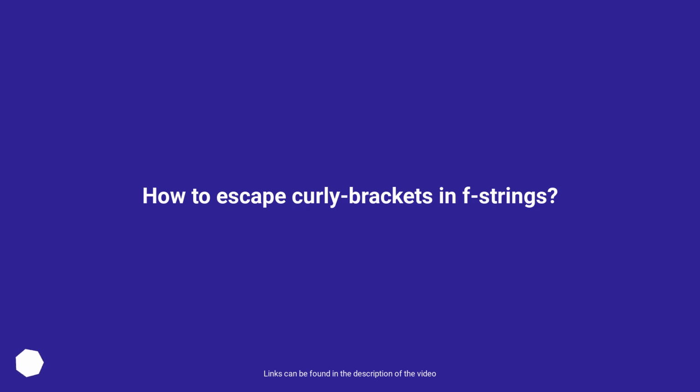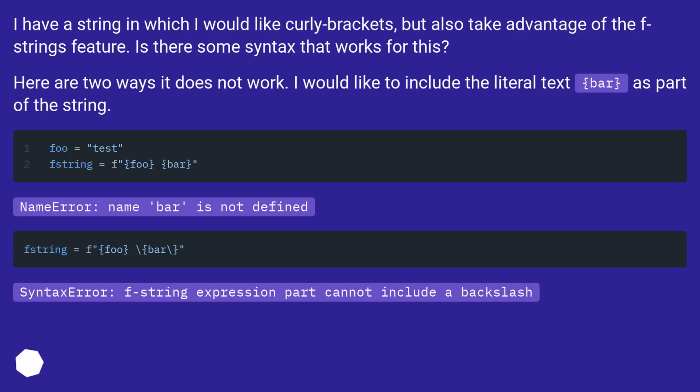How to escape curly brackets in F strings? I have a string in which I would like curly brackets, but also take advantage of the F strings feature. Is there some syntax that works for this? Here are 2 ways it does not work. I would like to include the literal text {bar} as part of the string.